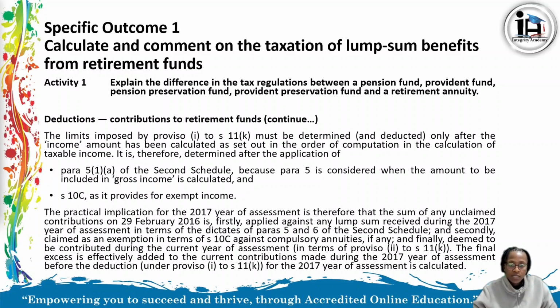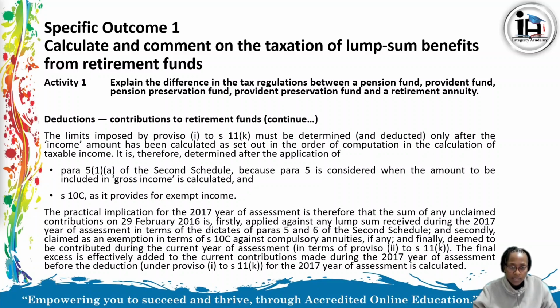The practical implication for the 2017 year of assessment is therefore that the sum of any unclaimed contribution on 29 February 2016 is firstly applied against any lump sum received during the 2017 year of assessment in terms of the dictates of paras 5 and 6 of the second schedule, and secondly claimed as an exemption in terms of section 10C against compulsory annuities if any, and finally deemed to be contributed during the current year of assessment in terms of proviso 2 to section 11K.